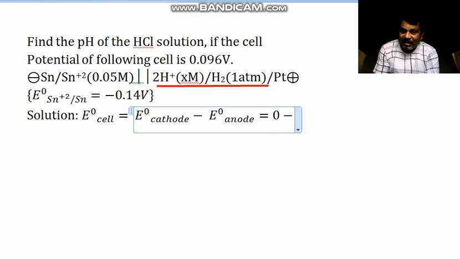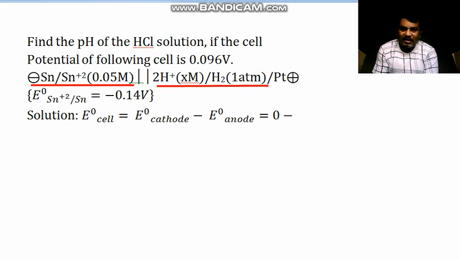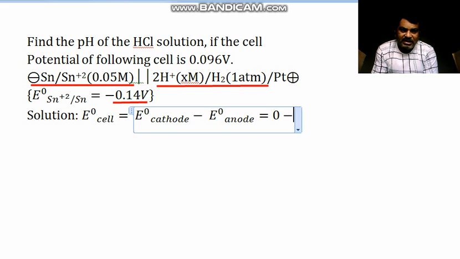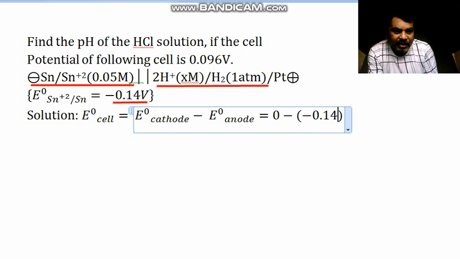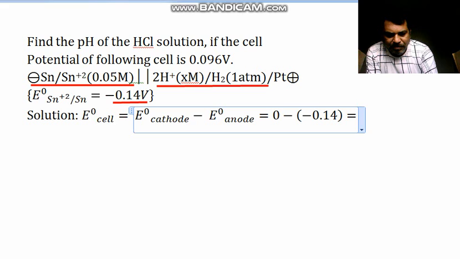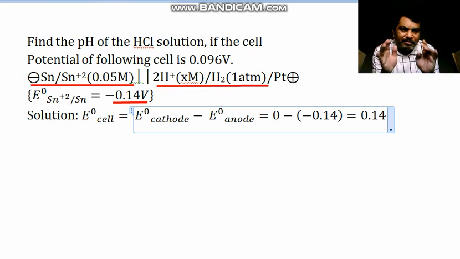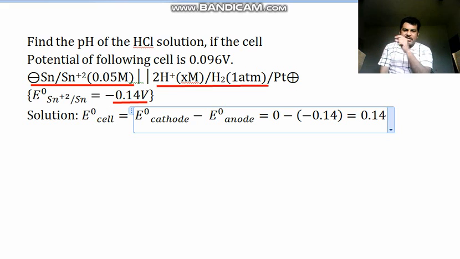And as the anode we have tin, and the potential of tin we are given here is minus 0.14, so that's why I am putting minus 0.14 there. The total answer will be 0 minus minus, which is plus, so 0.14 will be the answer. Hope that you understand this.